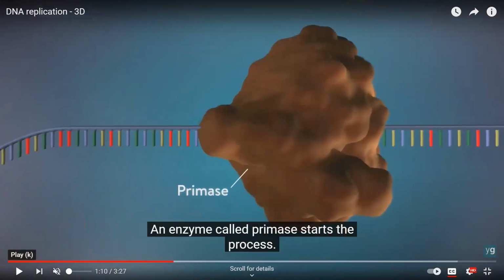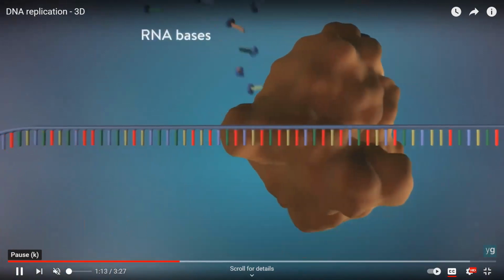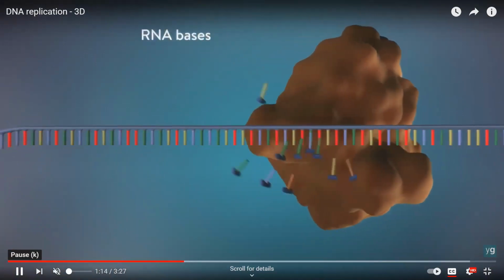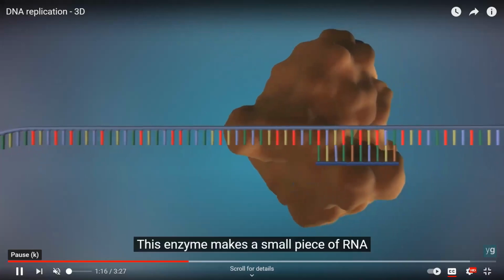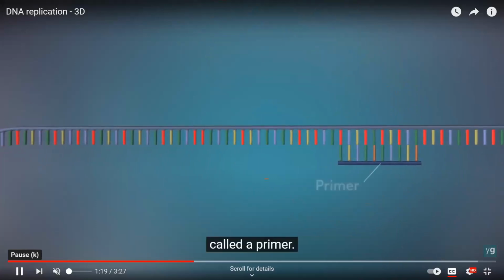Now the enzyme primase comes into the picture. This enzyme called primase starts the process, where it will start the replication at the ori region by initiating the attachment of RNA primers. So here comes a primase. It has attached to the ori region, and you can see the RNA bases coming and attaching, and this enzyme makes a small piece of RNA, that is your RNA primer.